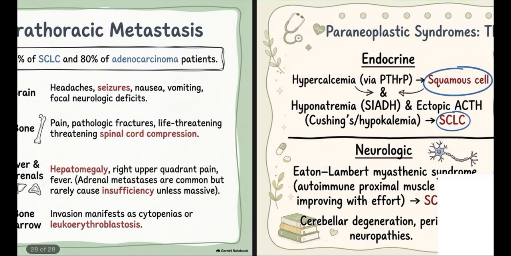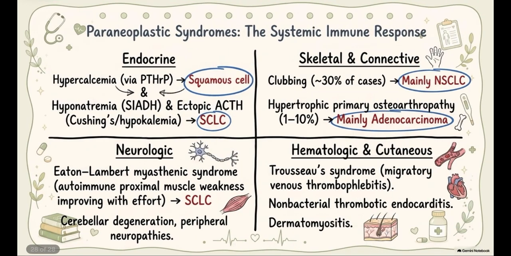The final clinical manifestation involves something called paraneoplastic syndromes. These occur when the immune system accidentally attacks the body, or they happen when the tumor itself secretes abnormal hormones. Endocrine syndromes include dangerous spikes in blood calcium. This happens mostly in squamous cell carcinoma.